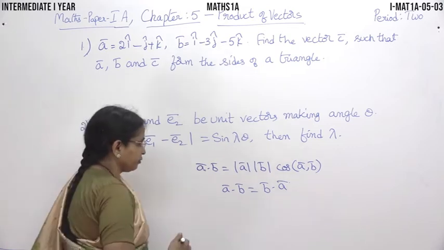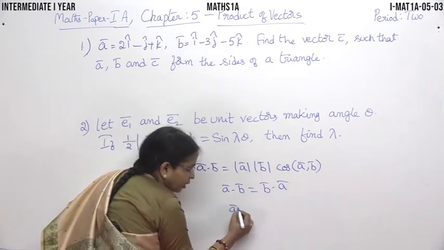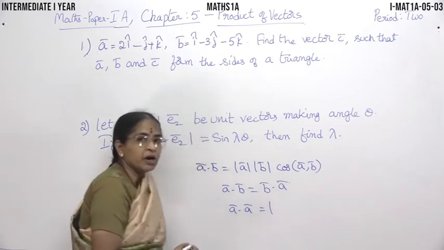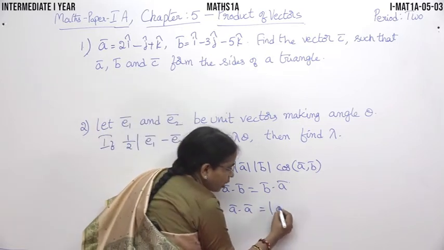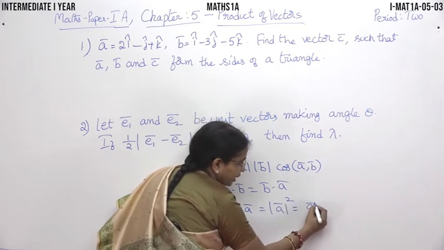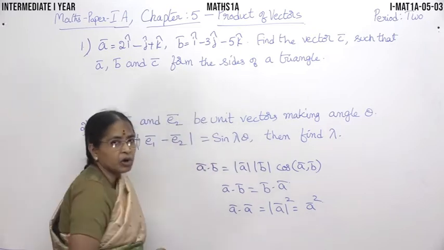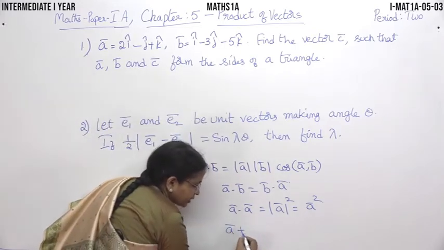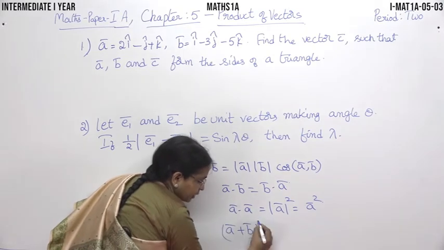It is commutative. And then A dot A is equal to, this property is very, very important, A dot A is equal to mod A square. Or you can just write A square like this. Now, suppose I have A plus B whole square.